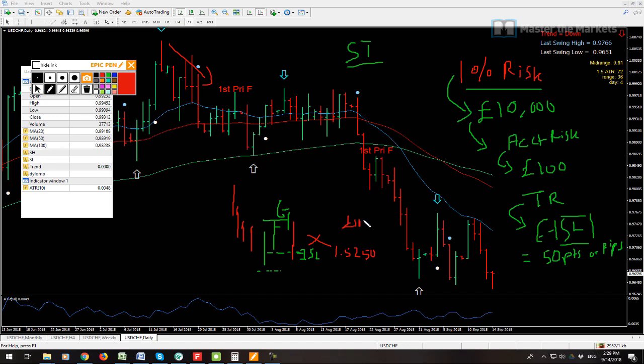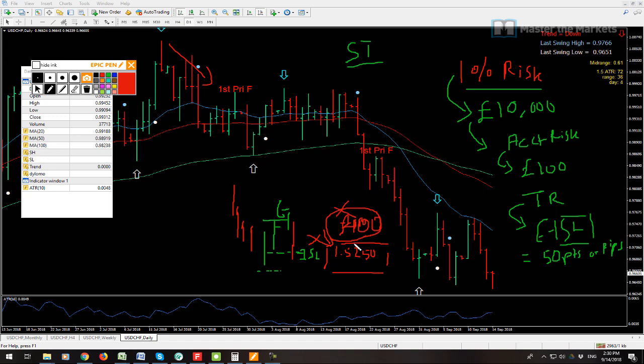So I should only lose £100 if it hits this level of 1.5250, okay? So that's what I'm telling the broker at the moment. If it hits that level, take me out of the market, and I only want to lose £100.